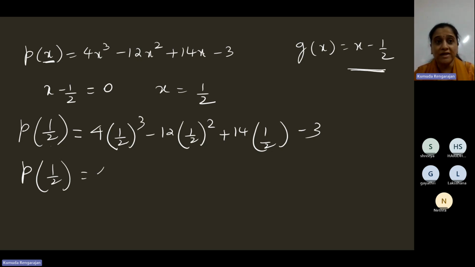So 4. Now don't cancel. See again, here you should be very careful. You cannot cancel 2 and 4 here, because you should first find 1 by 2 the whole cubed. You must first find 1 by 2 the whole cubed.